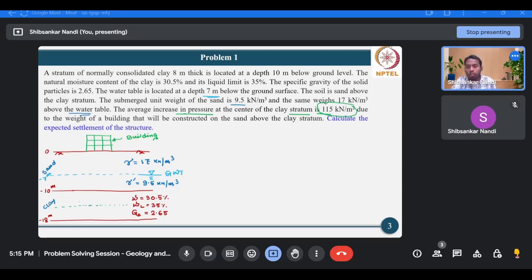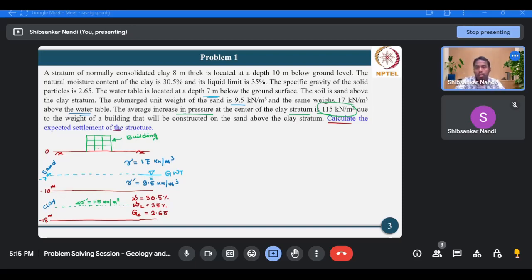So delta sigma prime, if we denote this increase in pressure at the center of the clay, should be 115 kilonewton per meter square. So this is the problem statement. Now we have to calculate the expected settlement of the structure.